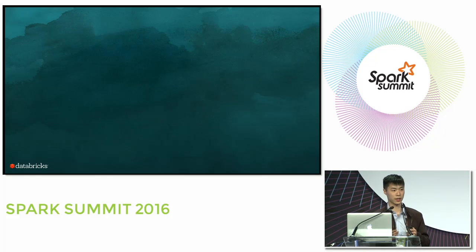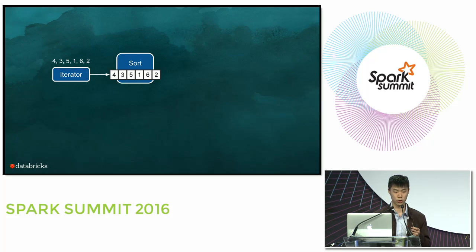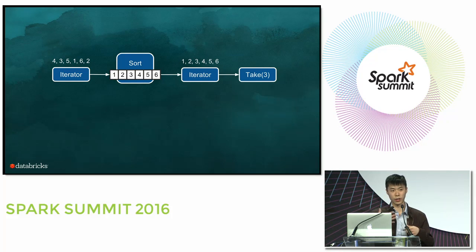So to illustrate this with an example, suppose I have an iterator of numbers. I want to sort them. So the sensible thing to do here would be to read all of those numbers into an array of some sort, run quicksort or some other sorting algorithm, and output an iterator of sorted values. Then I might go ahead and run some action on it. For example, I might take the first 3 elements and so on. So the memory used for buffering the input data here is known as execution memory.